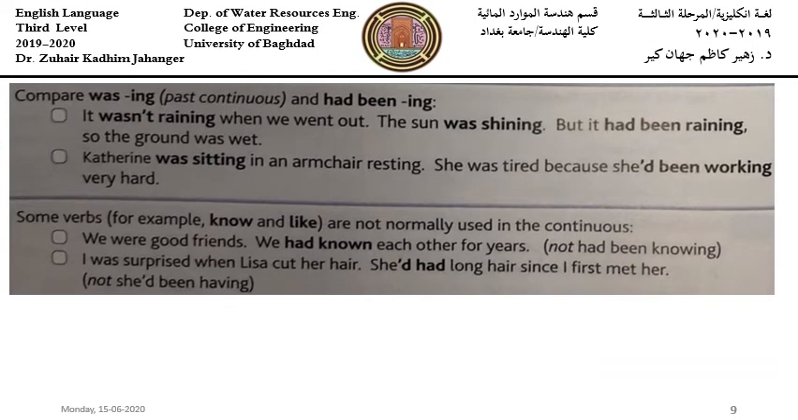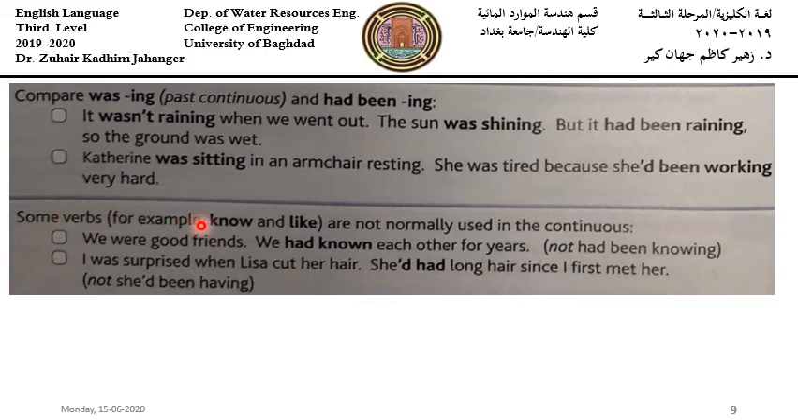Compare past continuous "was -ing" and "had been -ing". It wasn't raining when we went out. The sun was shining, but it had been raining, so the ground was wet. Catherine was sitting in an armchair, resting. She was tired because she'd been working very hard.